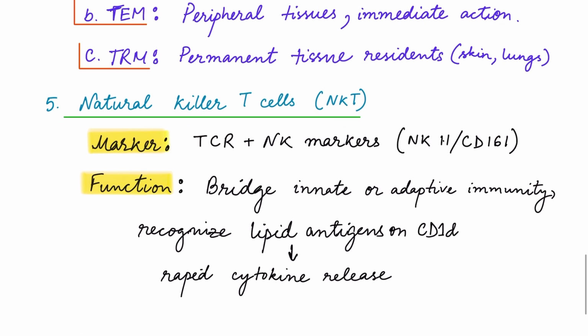Now, how do natural killer T cells bridge innate and adaptive immunity? So, natural killer T cells are unique because they share properties of both T cells and natural killer cells. They express both a T cell receptor and NK cell markers like NK1.1 or CD161. Unlike typical T cells that recognize peptide antigens on classical MHC molecules, NKT cells recognize lipid antigens presented by a special molecule known as CD1d.